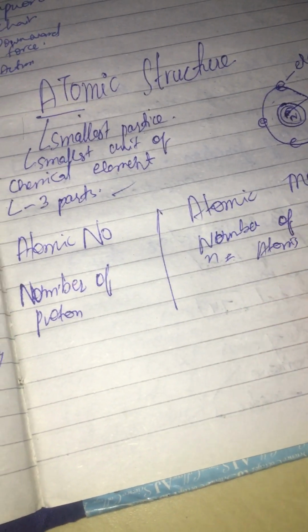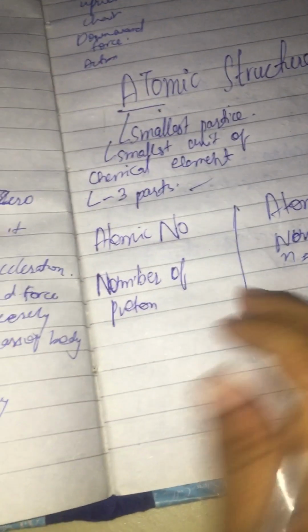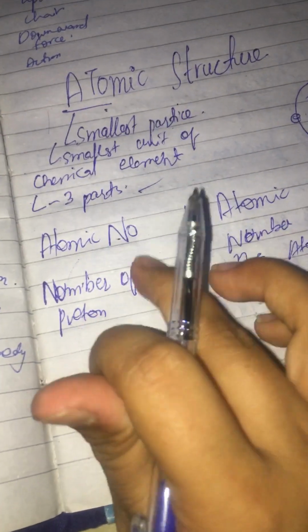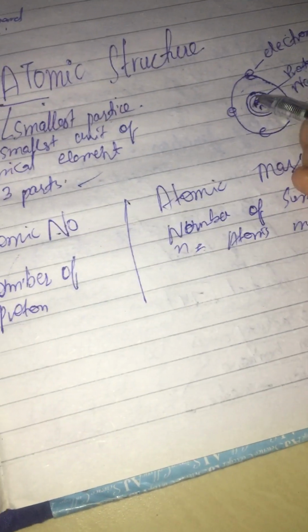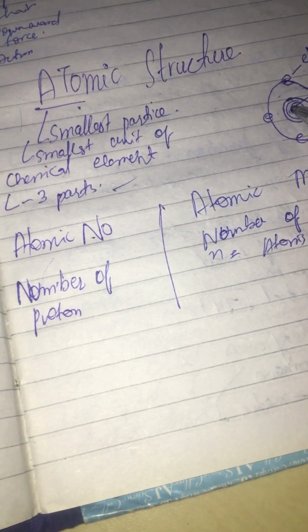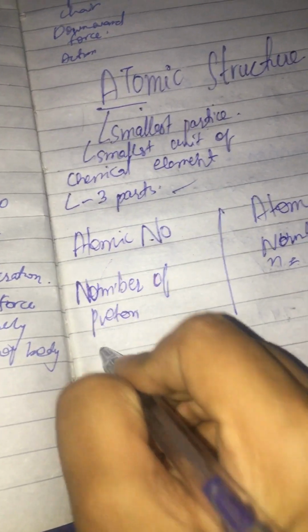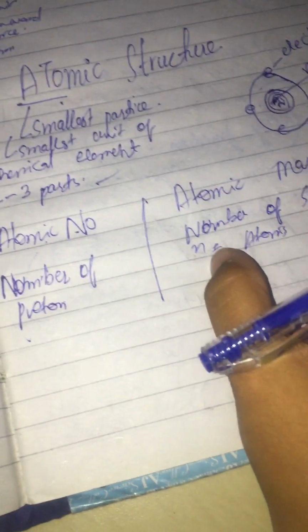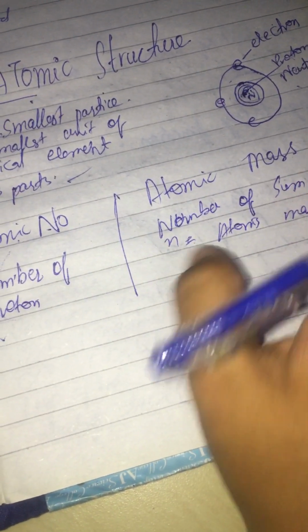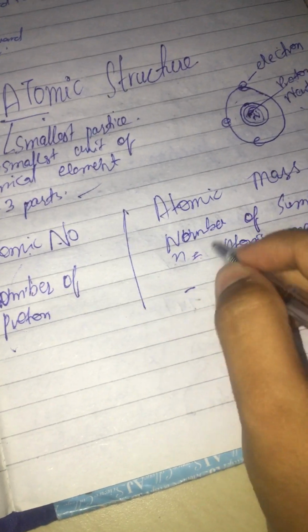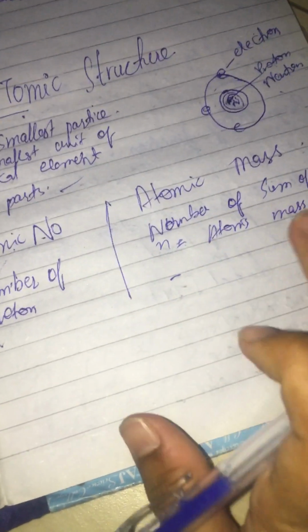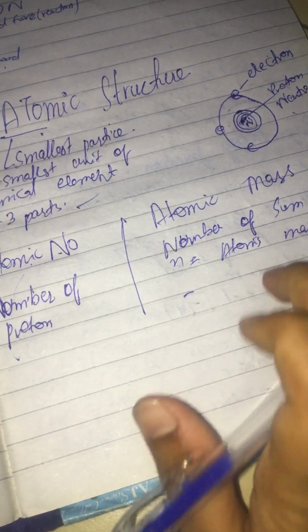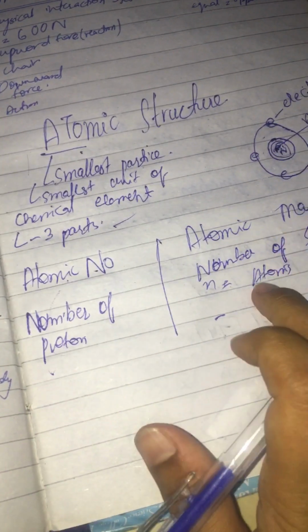How can we find that? If we directly add the number of protons, the protons present in a shell, and count them, we get the atomic number. But we will not get atomic mass that way. We need to first add the sum of proton plus neutron to find the atomic mass. So that was atomic number, atomic mass and atom.